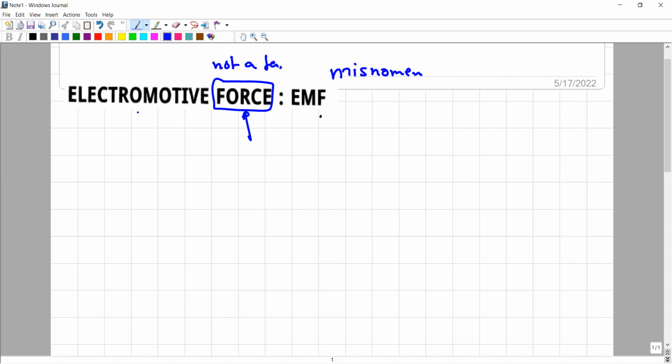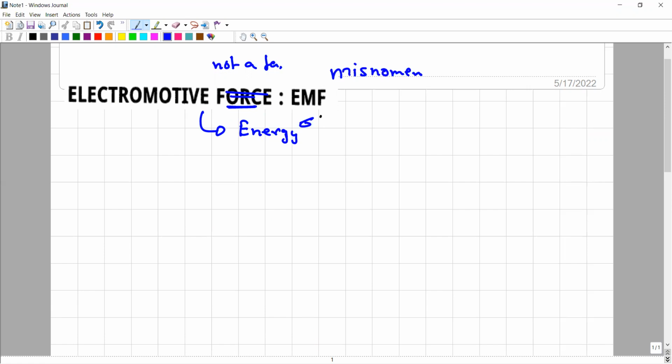It's just a name that is given, electromotive force, and there is a reason why it is given this name. But this is not a force. This has a unit of energy. So EMF has a unit of energy. So don't mentally think in terms of force. Think in terms of energy and work done.